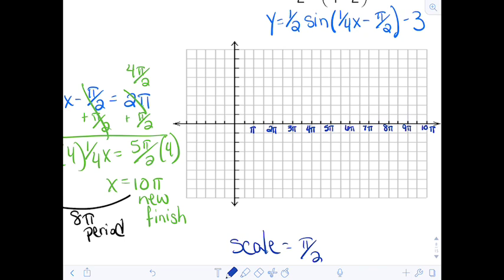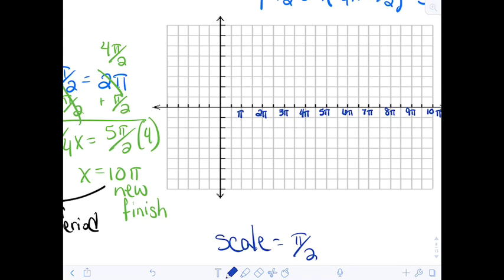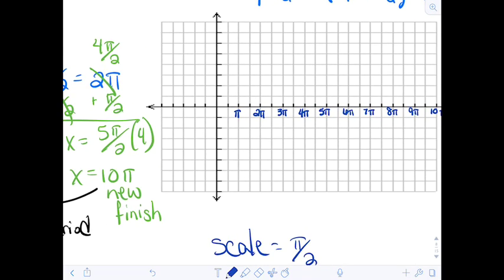Okay, now we have to think about our vertical. We are dropping this down 3, and then we are having an amplitude of 1/2. So mine is not the only correct way to do it, but I actually went every other one, I went by halves, -1, -2, and -3. And you can label these just to be consistent up above.